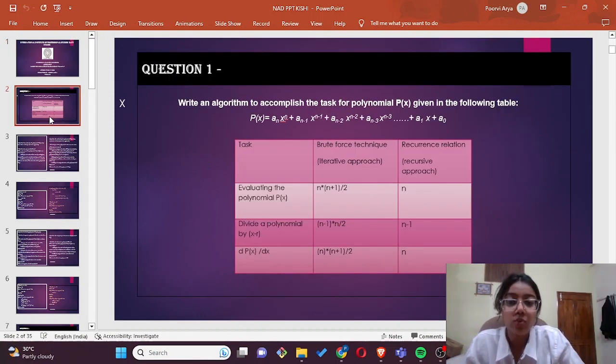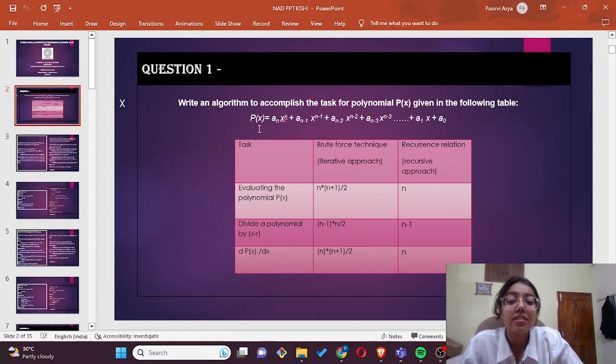This is question 1, which says to write an algorithm to accomplish the task for polynomial in the given following table. The tasks are: first task to evaluate the polynomial with iterative approach and recursive approach. Second is to divide a polynomial by x minus r. And third is to find the derivative of the polynomial.